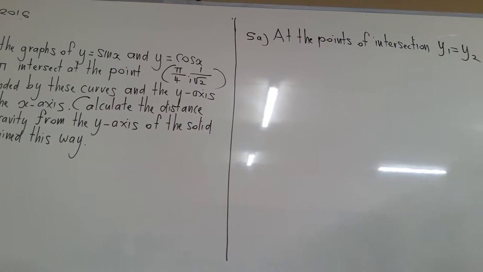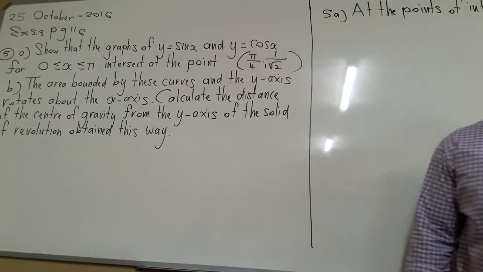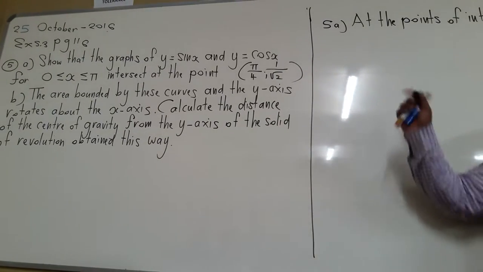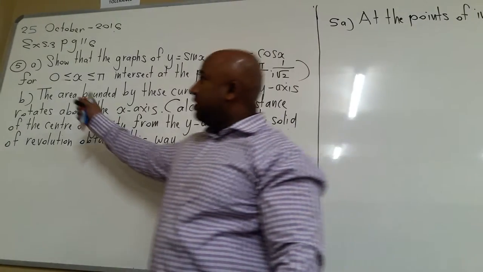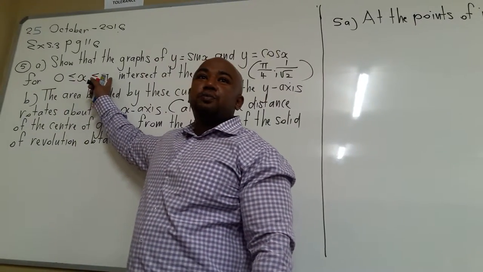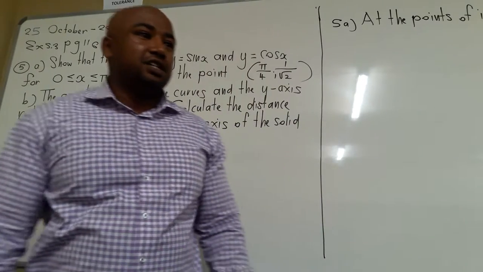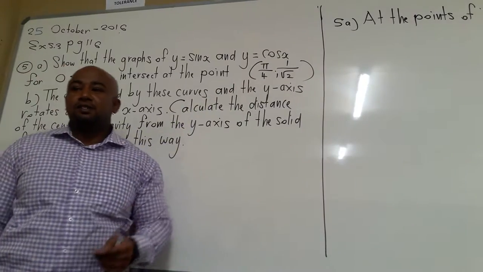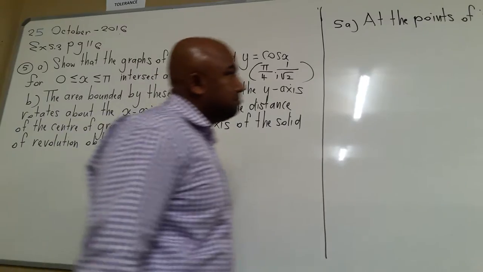Right, so if we want to find points of intersection, the question states: show that the graphs of y is equal to sine x and y is equal to cos x, from 0 to, we are only interested from 0 to pi, which is 180 degrees. We want to find the points of intersection there. And we were given that point. So, let's work it out.